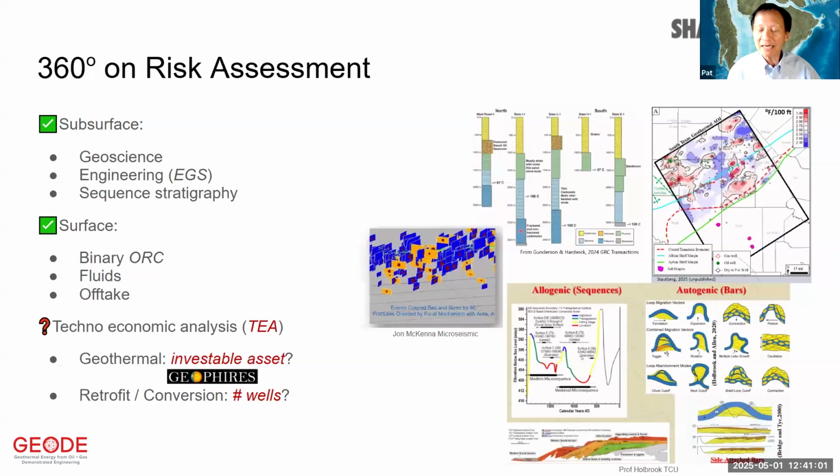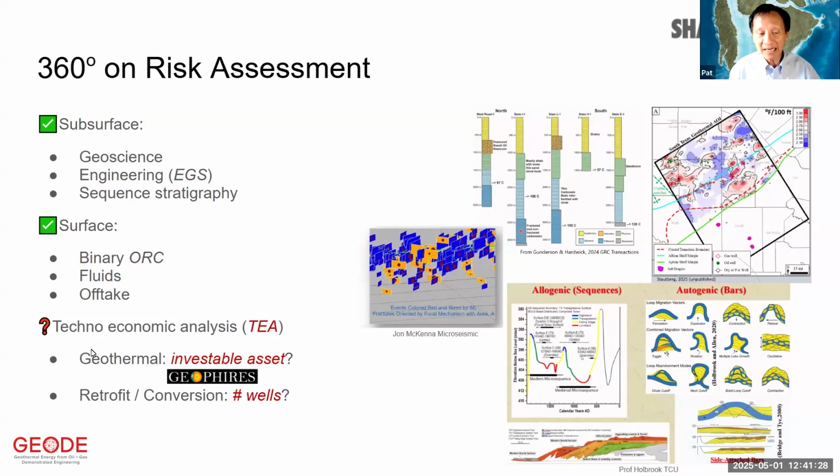All right, let's think about risk assessment. We want to take a 360-degree view. Yesterday and earlier today, we learned about the subsurface: the geoscience, engineering, and sequence stratigraphy. Some of these are just snapshots that I captured as the speakers went along. And then the surface aspect: the facilities, the binary power plant, organic Rankine cycle, the kind of fluids used, and then the offtake to customers.